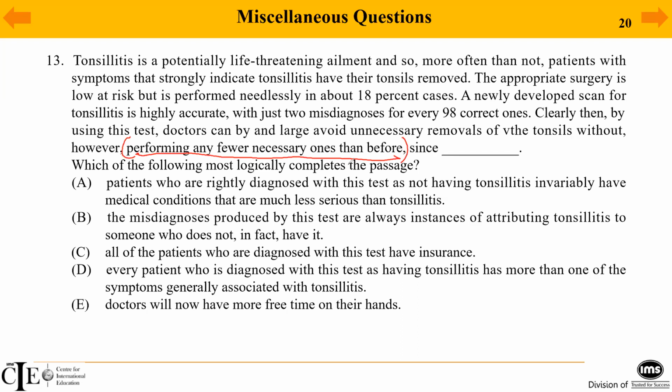But actually B option is saying that the misdiagnosis produced by this test are always instances of attributing tonsillitis to someone who does not have it. So that means somebody who doesn't have it is shown to be having it. So that's no danger. And you are not avoiding the necessary ones. Okay, so this is not necessary because he already doesn't have it. So there is no problem with this one. So B answer is giving a reason why this test can be performed, because the misdiagnoses are always the cases where that person doesn't have it, but it shows that he has it.